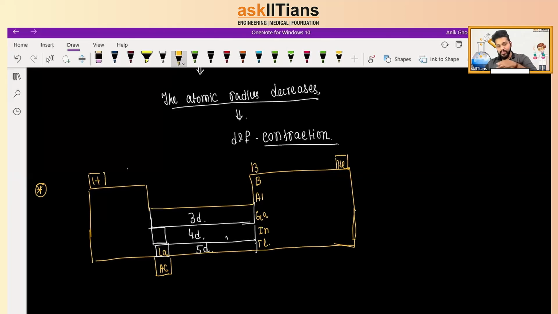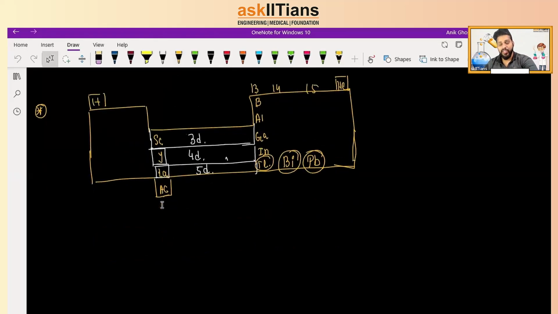Lanthanoids are in the 5D series. This goes like scandium, yttrium, lanthanum, actinium, like that. So this is how they look. Now, if you notice thallium, and if I talk about group 14 and group 15 as well, thallium, bismuth, and lead, all three of them are the last element of that group, if you notice, right? They're the last element of that. Now, what is that suggesting to us?